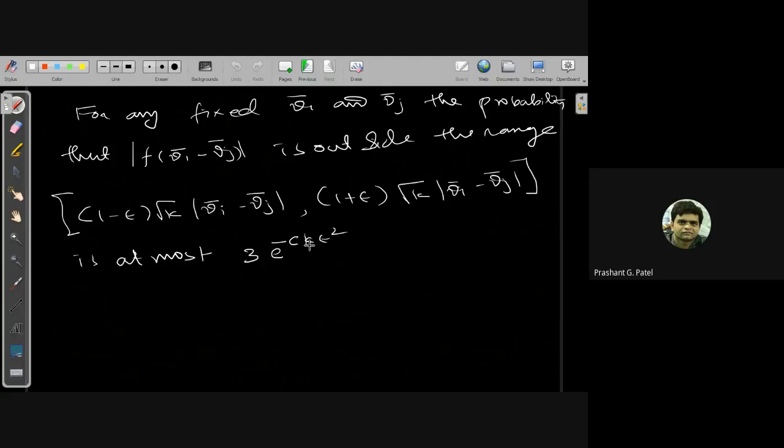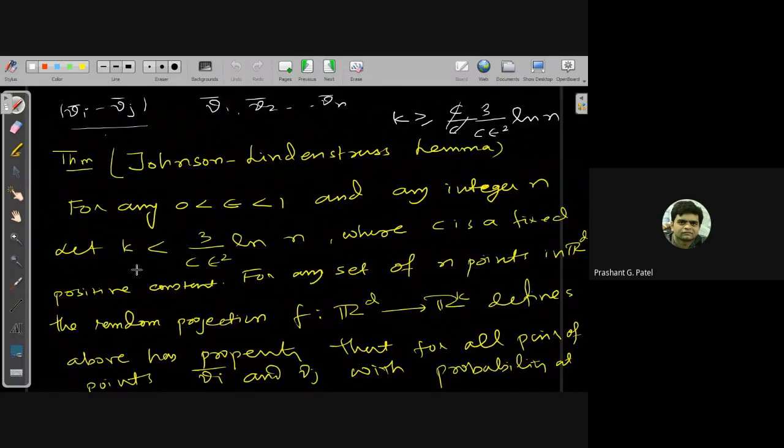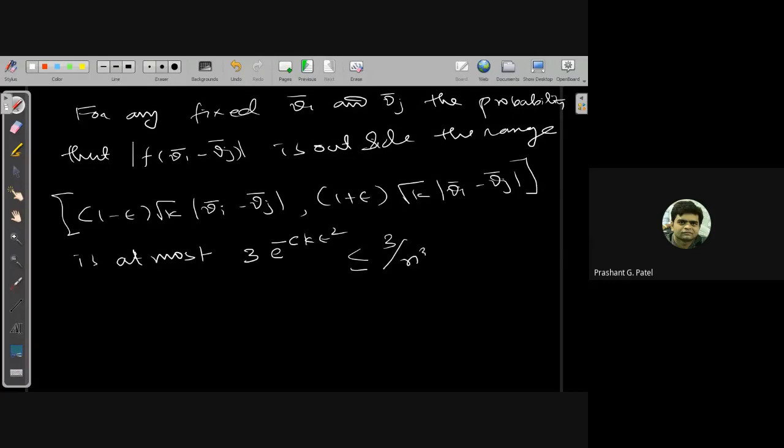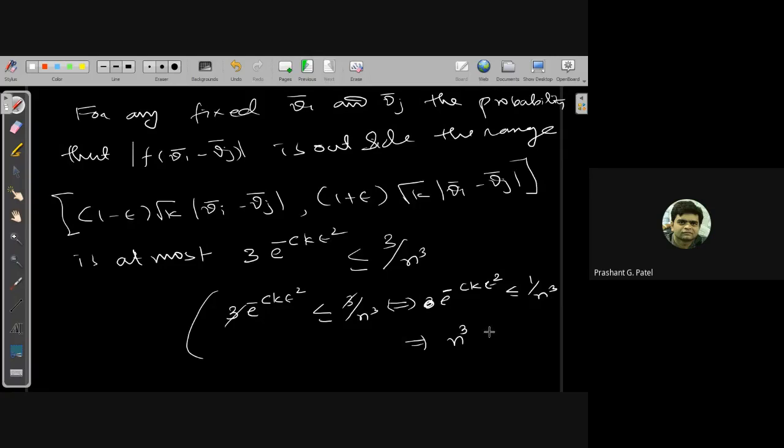And since the value of k here is taken to be at least 3 by epsilon square ln n, this will be less than or equal to 3 by n cube. Why? Because we have 3 e power minus c k epsilon square, which we already have is less than or equal to 3 by n cube. So the 3 is cancelled out, which is equivalent to writing e power minus c k epsilon square is less than or equal to 1 by n cube, which is equivalent to n cube being less than or equal to e power c k epsilon square.